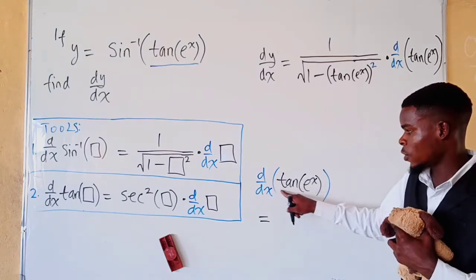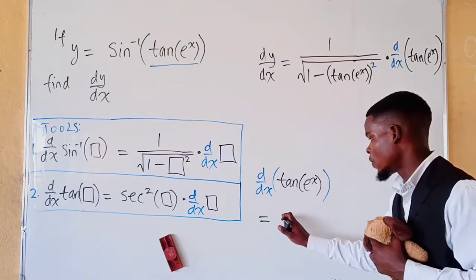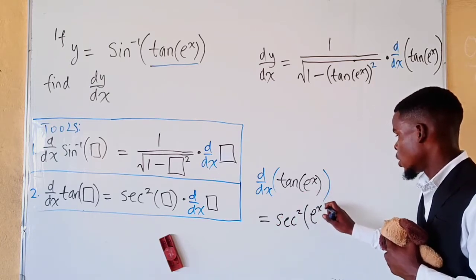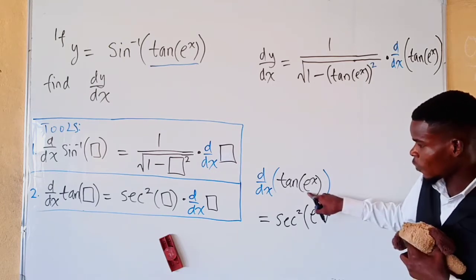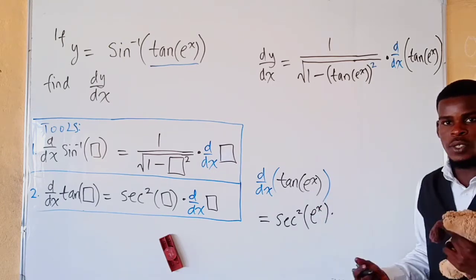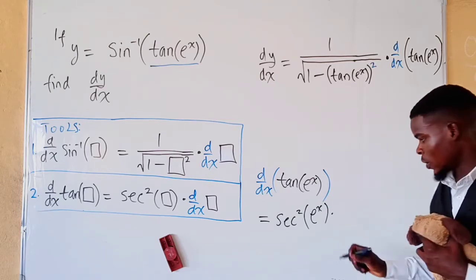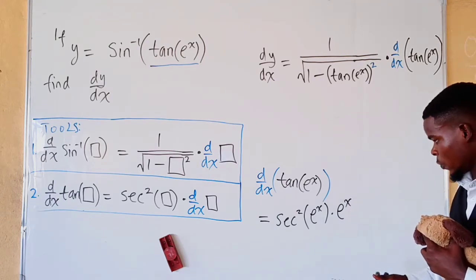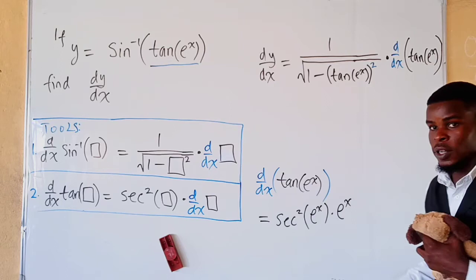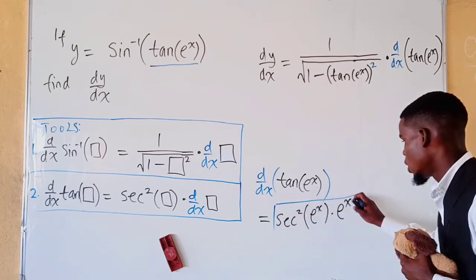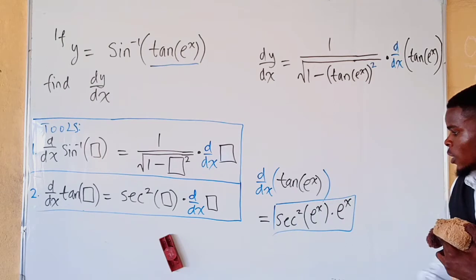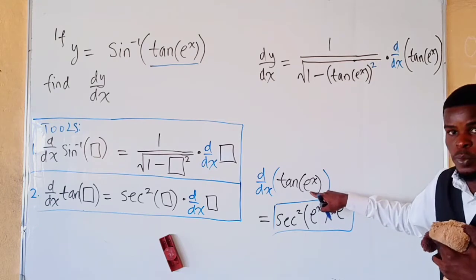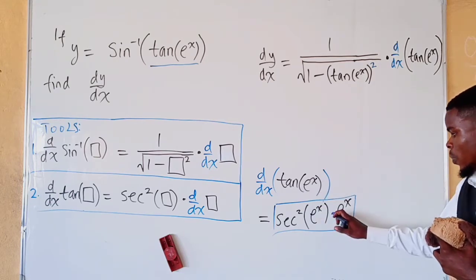So we differentiate the outside function. The derivative of tangent gives us secant squared of something, that is e to power x. And then we multiply it with the derivative of e to power x. If you differentiate e to power x with respect to x, you just get e to power x. That is what we get from the derivative of the natural exponential function. So the derivative of tangent of e to power x is: you differentiate the tangent, you get secant squared of e to power x, and then you multiply it with the derivative of e to power x, which is just e to power x.